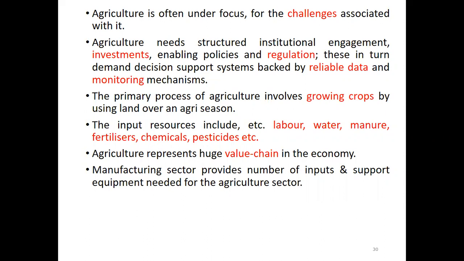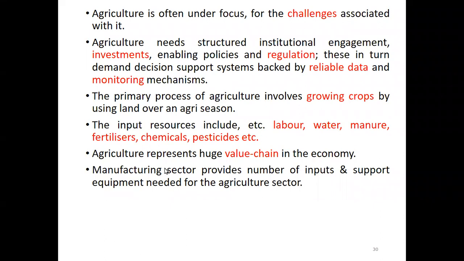Now, the manufacturing sector provides a number of inputs. For example, machineries are required, manures are required, any kinds of technology, pipes, and electrical things, which are produced by the manufacturing sector. These are used as inputs in the agricultural sector, as well as supportive equipment. Supportive equipment means what? Cold storage, warehouses, processing units. These are the support activities. They also depend on agriculture.